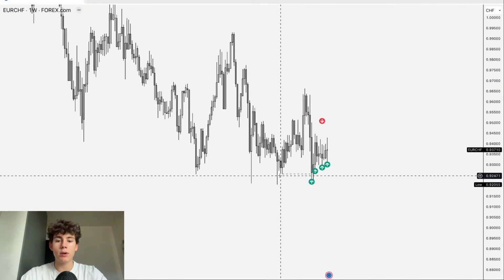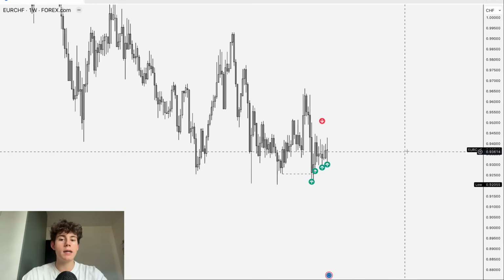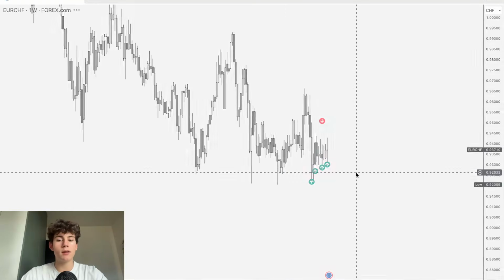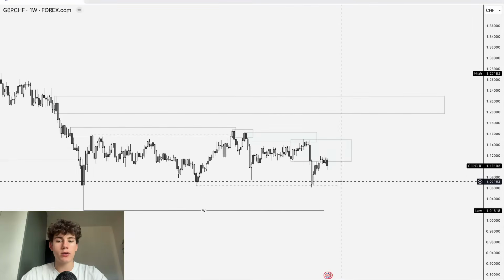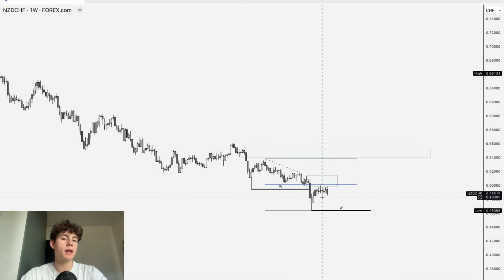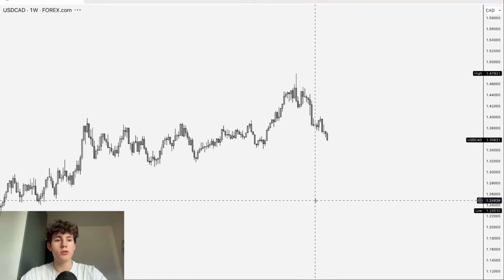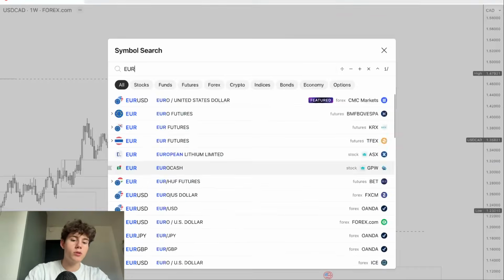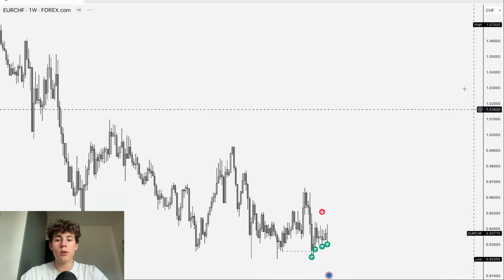They all grabbed liquidity at the lows. I'm going to show it quickly. Euro Swiss took liquidity at the lows. GBP Swiss took liquidity at the lows. AUD Swiss took liquidity at the lows. NZD Swiss took liquidity at the lows. CAD Swiss also.